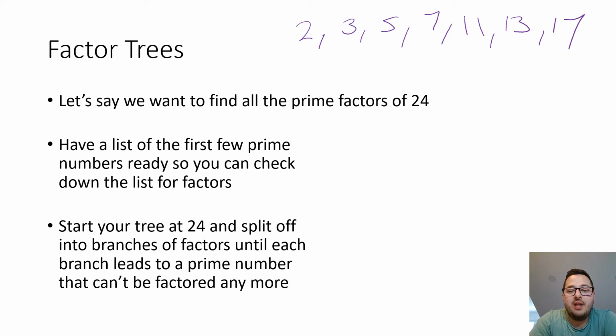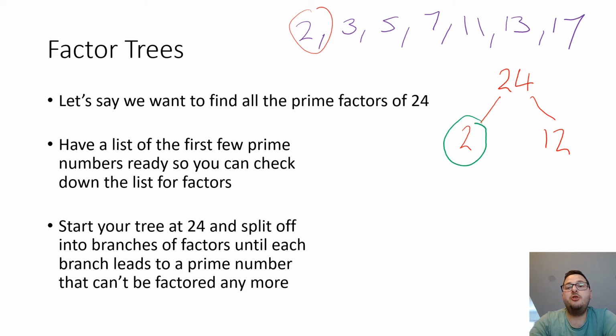We want to start with 24. Let's think about two numbers that multiply to make 24. Let's think about the primes. We've got 2 here, and 24 definitely divides by 2, so this is the same as 2 times 12. Because 2 is a prime number, I can circle that off as the end of my branch, and that is a prime factor. Now 12 isn't prime, so we're going to keep going.